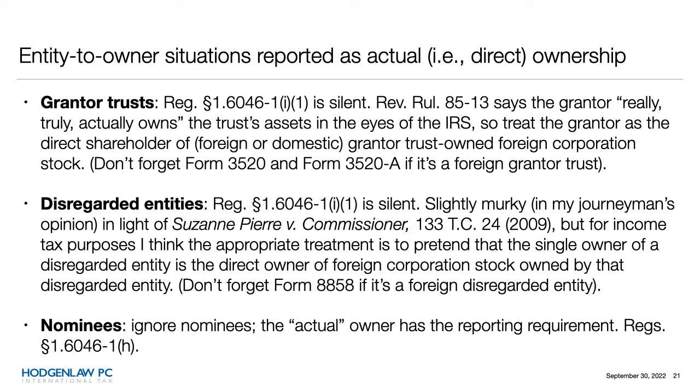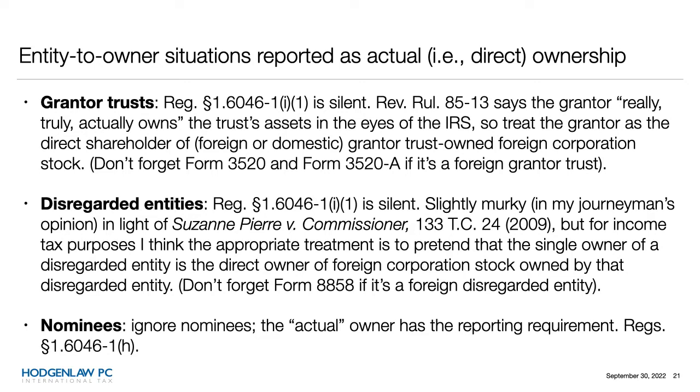And the rules here, grantor trusts, as you might expect, disregarded entities, and for those what I do is treat the sole member of the disregarded entity as the direct owner of the foreign corporation stock, and we also flag a Form 8858 and sort of redundantly put the information there to make sure that it's reported because the 8858 has its own reporting requirement.